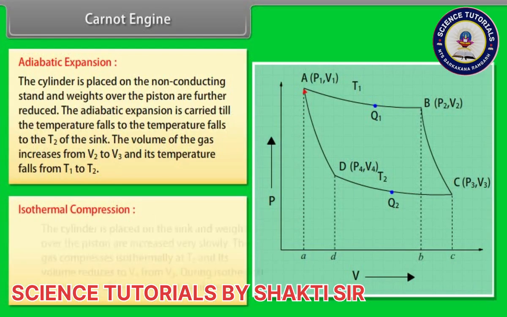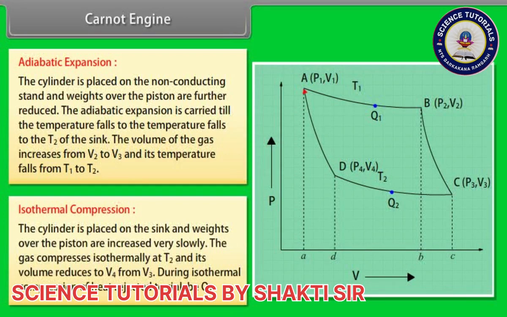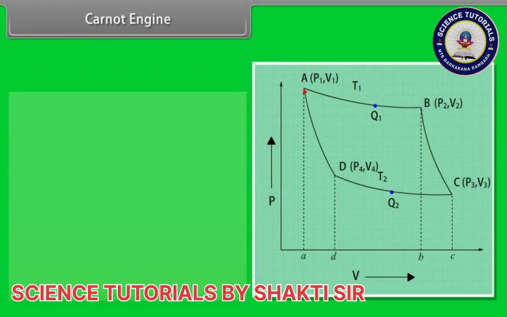Isothermal compression. The cylinder is placed on the sink and weights over the piston are increased very slowly. The gas compresses isothermally at T2 and its volume reduces to V4 from V3. During isothermal compression, heat Q2 is rejected to the sink.